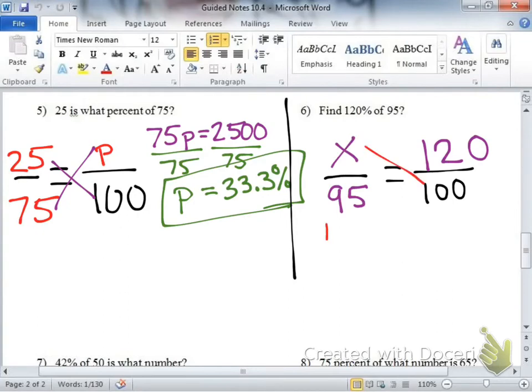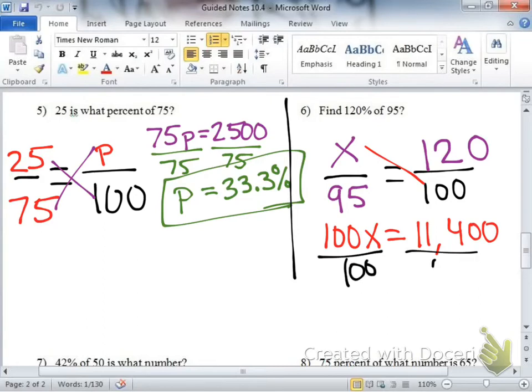Cross multiply, we have 100x equals 11,400. All right, next. Next. Divide both sides by 100. You can do the zero trick here. Do you guys know that one? No? Okay. Well, there it is for you.